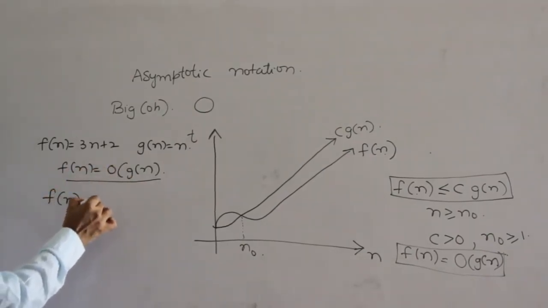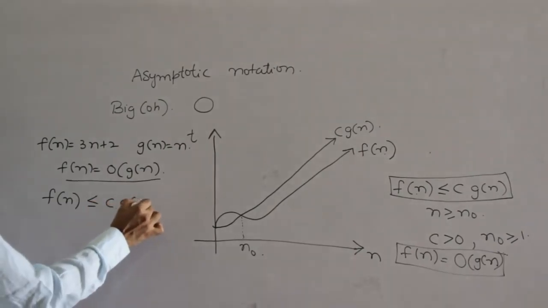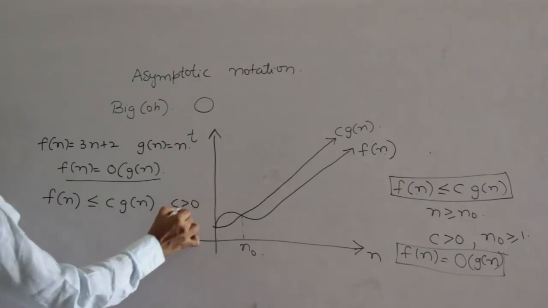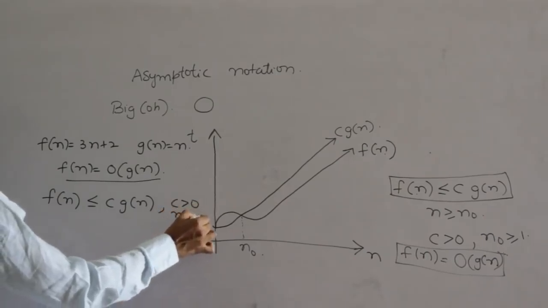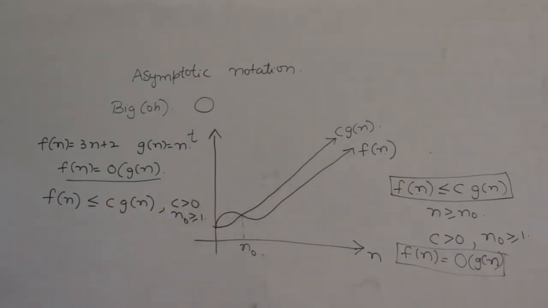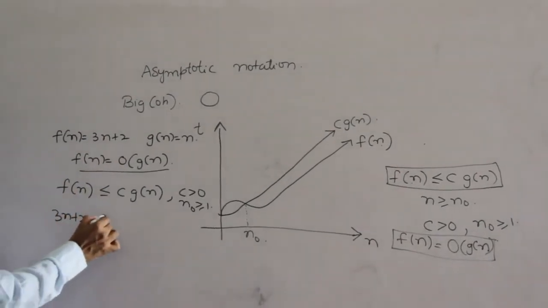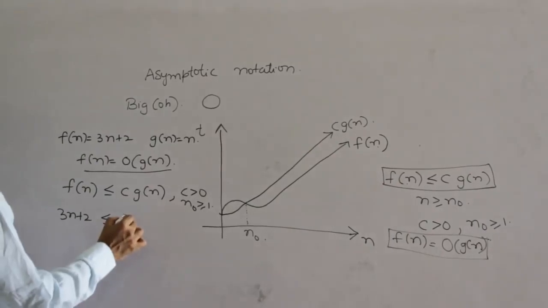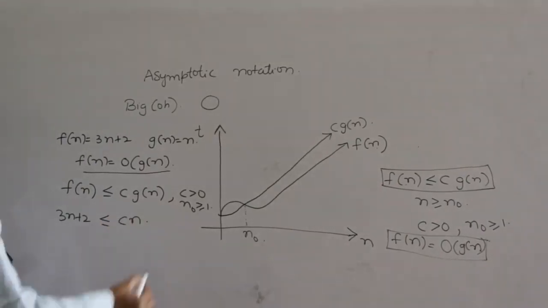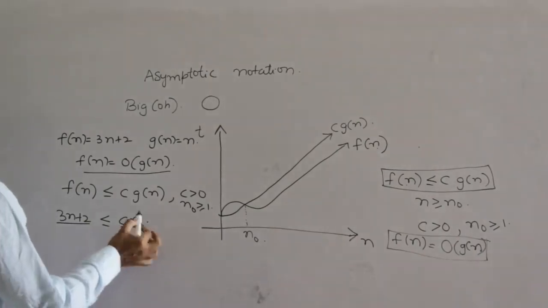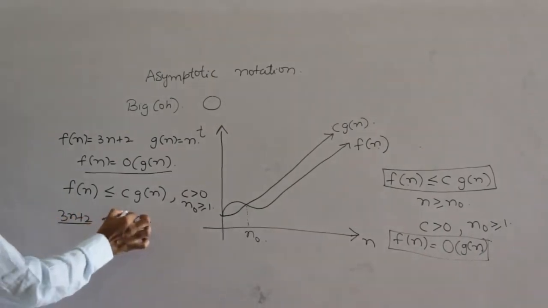So if this has to be followed, then what should follow? f of n should be less than or equal to c into g of n for some c greater than 0 and for some n naught greater than or equal to 1, for some n greater than or equal to 1. Now what is f of n? 3n plus 2 should be less than or equal to c into n. Now when can 3n plus 2 be less than or equal to cn? You can substitute any value for c.